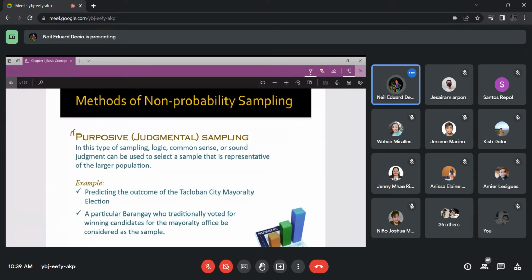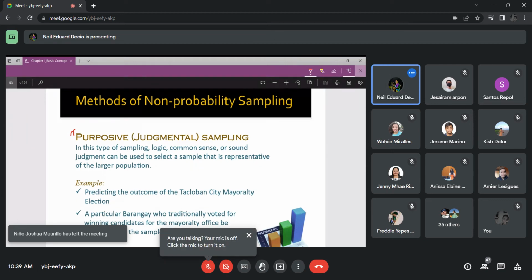Okay, usually if you want to do hypothesis testing, you should be using probability sampling. Non-probability sampling is only for qualitative studies. I think there is no hypothesis testing there, because that is only for quantitative. Qualitative has no statistical treatment.